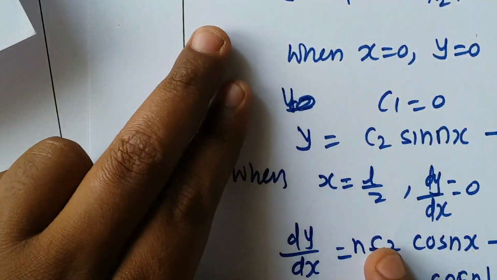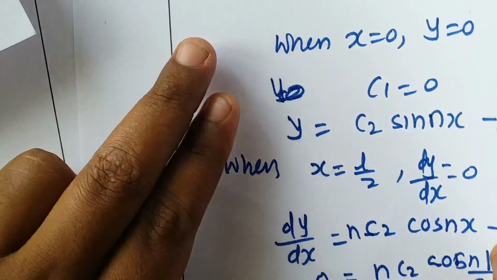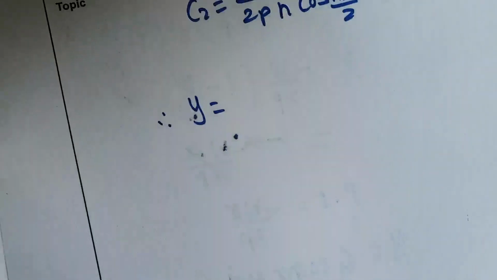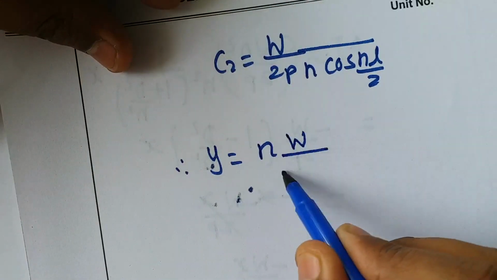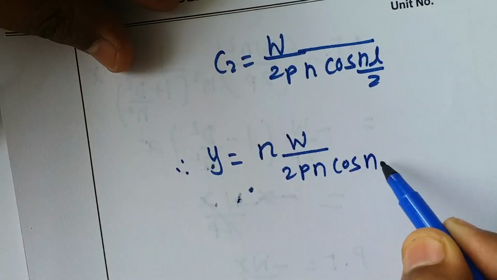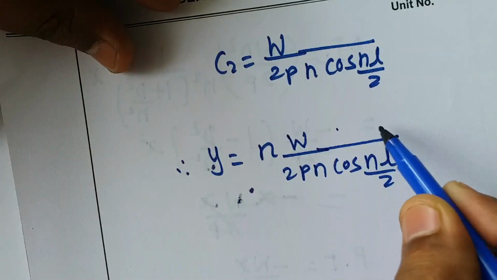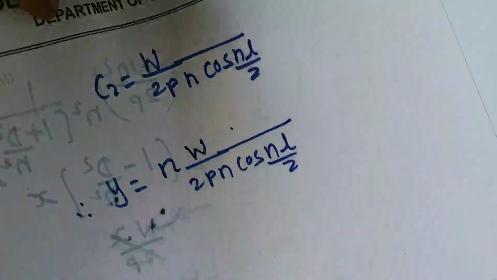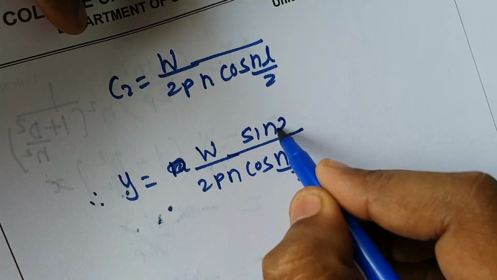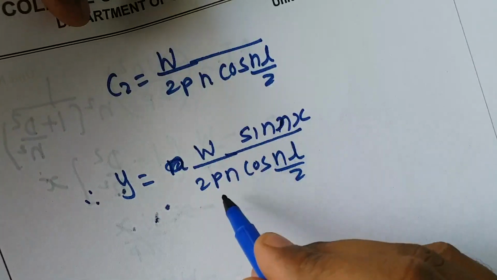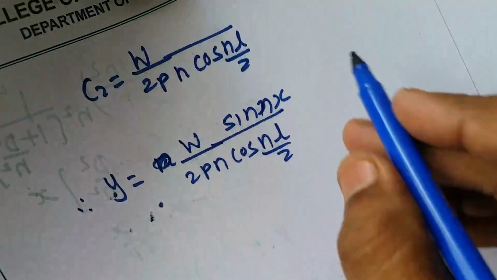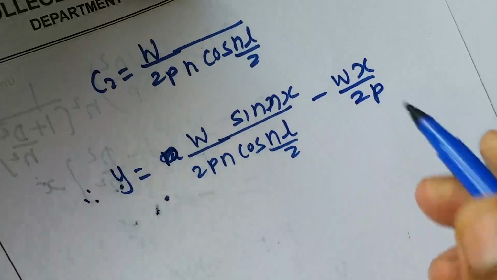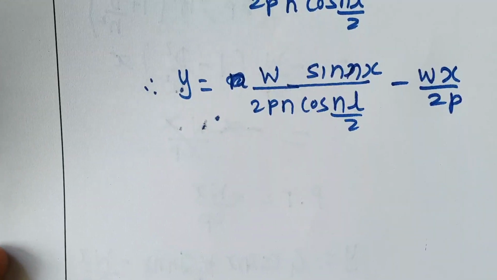y is the value here. We are going to replace the value of c2. So w by 2pn cos nL by 2 into sin nx, that is w into sin nx by 2pn cos nL by 2, that is the value of c2 term, minus wx by 2p. This is the value of y we will get.